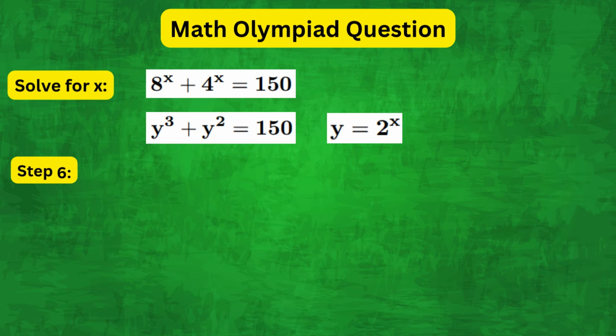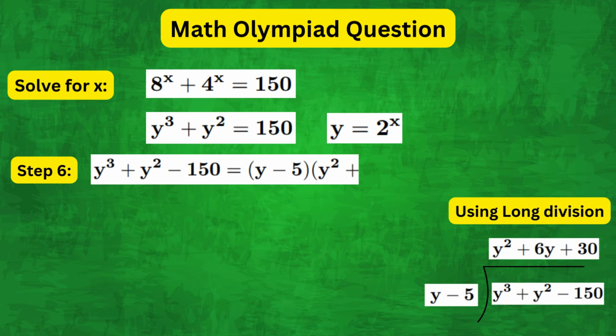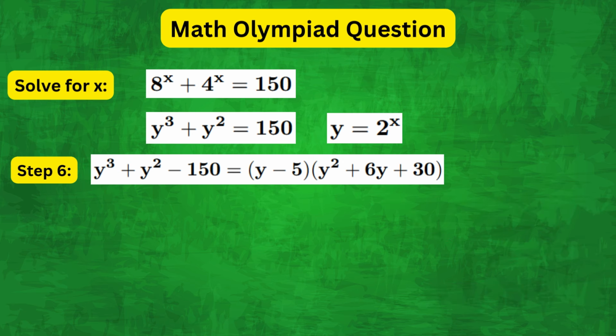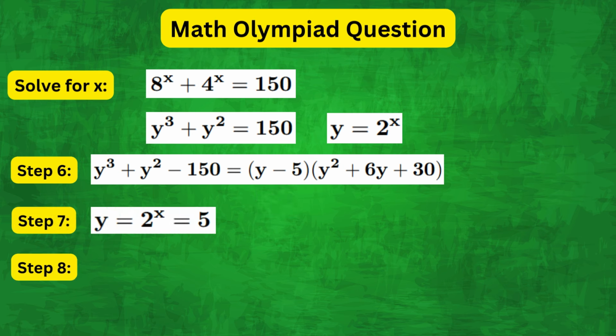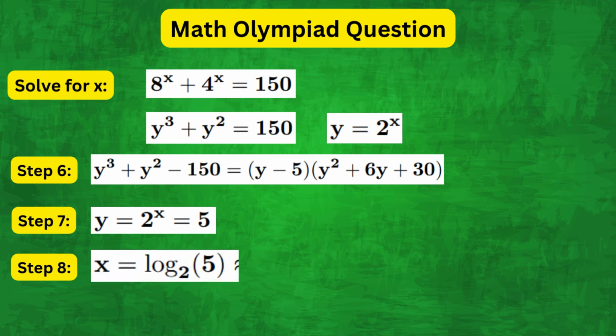Now, we can write y cubed plus y squared minus 150 as (y minus 5) times (y squared plus 6y plus 30). And for this quadratic, note that the discriminant b squared minus 4ac is less than 0. So the quadratic has no real roots, and therefore y equals 5 is the only real root. Therefore 2 to the x equals 5, and taking log to the base 2, we get x equals log to the base 2 of 5, which is equal to 2.32.